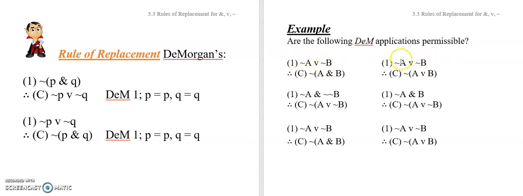Okay, let's take a look at this one. This is absolutely impermissible, not allowed, and hopefully you were able to identify the mistake. The mistake is that this or was not switched to an and.